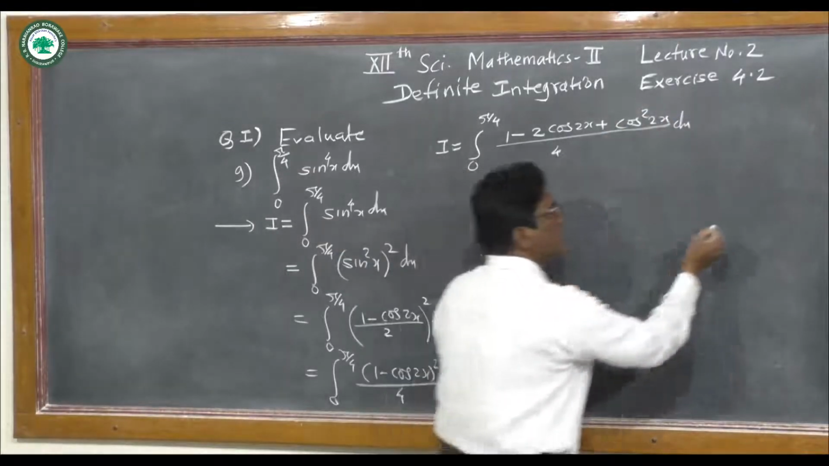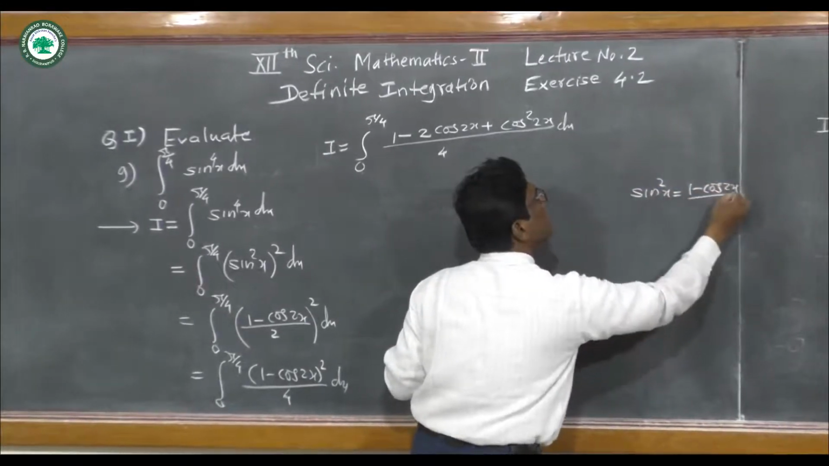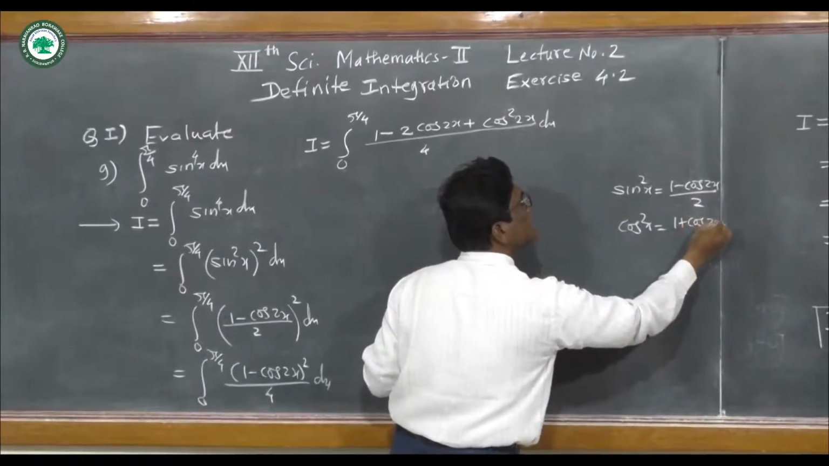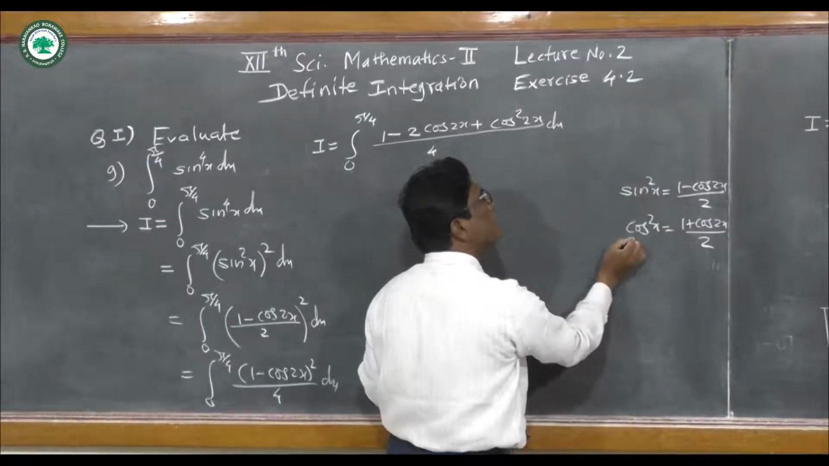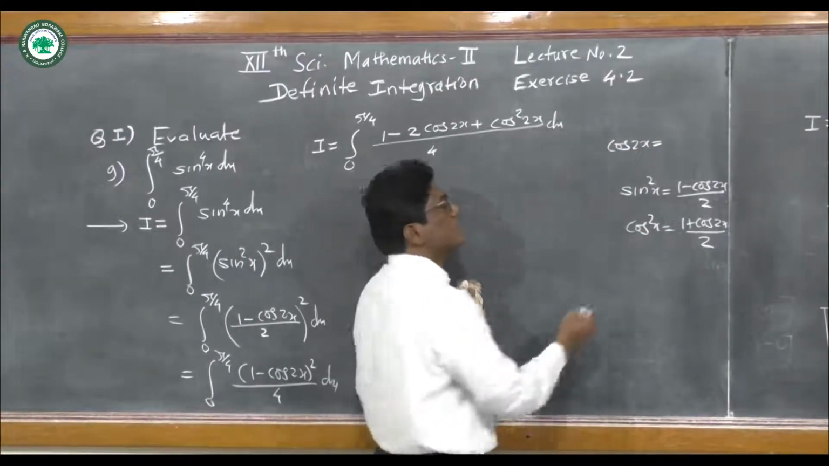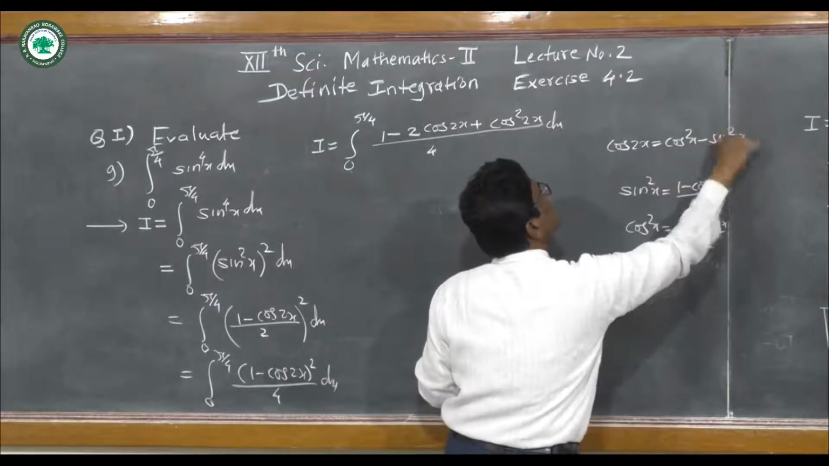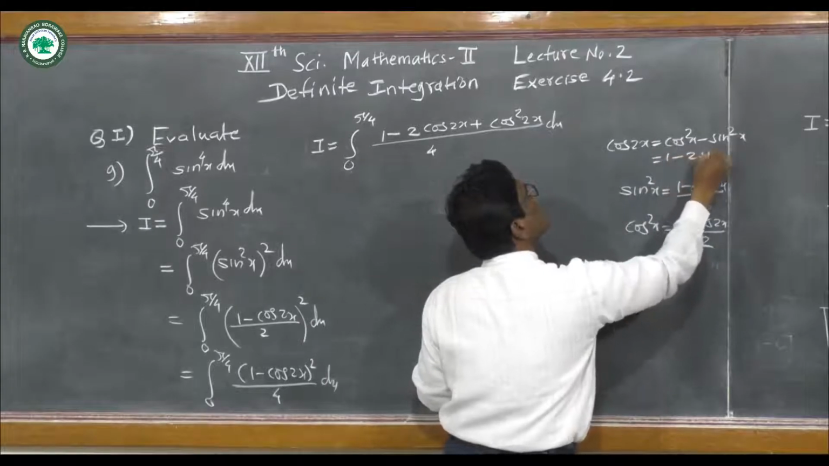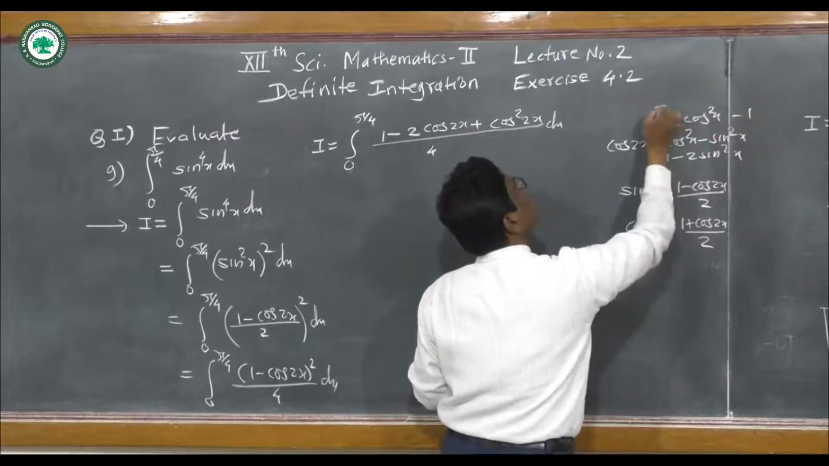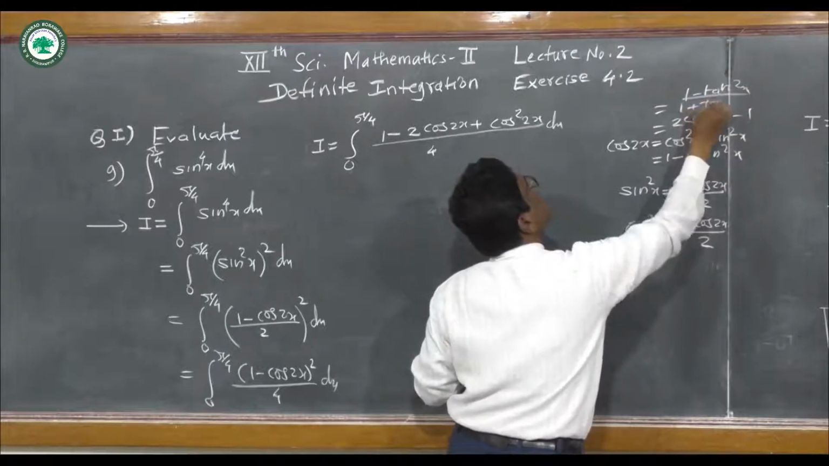Just as we have seen here, sine square x is equal to 1 minus cos of 2x upon 2. Similarly, cos square x is equal to 1 plus cos of 2x upon 2. And these two formulas we obtain from the formula of cos of 2x. Cos of 2x has 4 formulas. First formula is cos square x minus sine square x. Second formula is 1 minus 2 times sine square x. Third formula is 2 times cos square x minus 1. Fourth formula is 1 minus tan square x upon 1 plus tan square x.